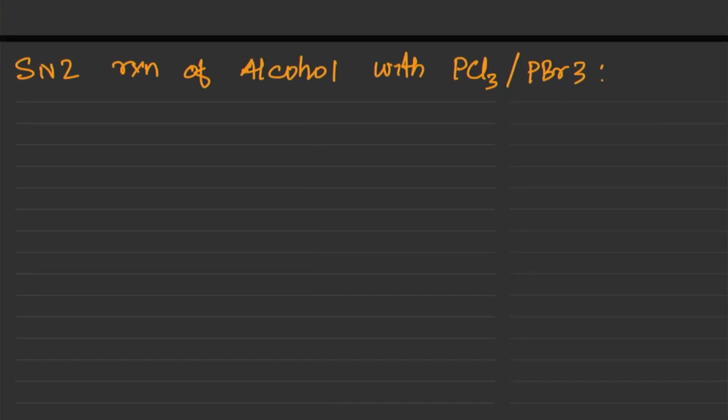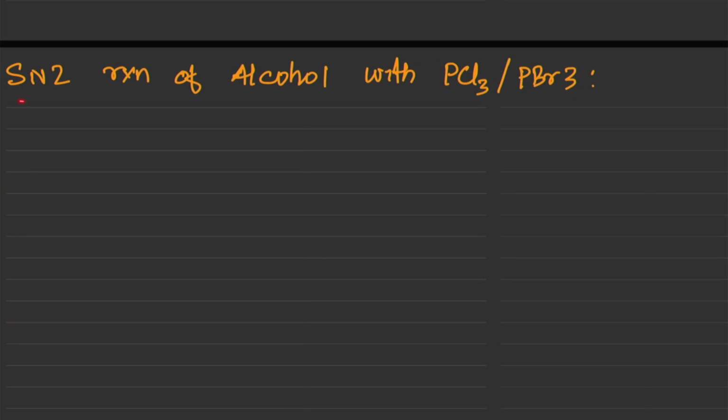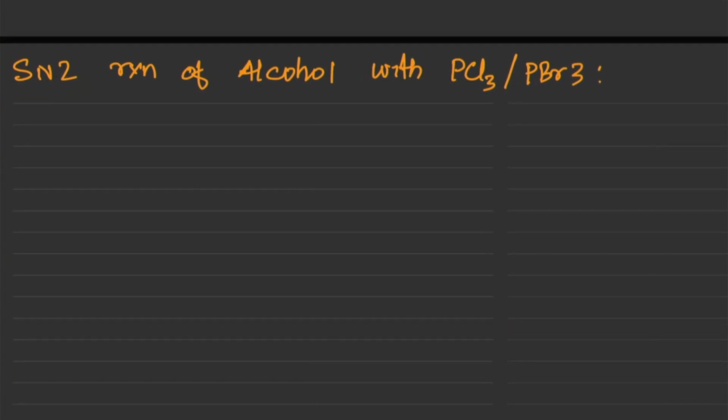Hello everybody, in this video we will go over another SN2 reaction, the reactions of alcohol with PCl3 and PBr3, and we'll go over the mechanism. So quick recap, what does SN2 stand for? Substitution, nucleophilic, 2 stands for bimolecular reactions. What else do we know about SN2 reactions? Well, SN2 reactions invert the stereochemistry, right? That's one key point that I want to keep highlighting: it inverts the stereochemistry if there is a stereocenter.